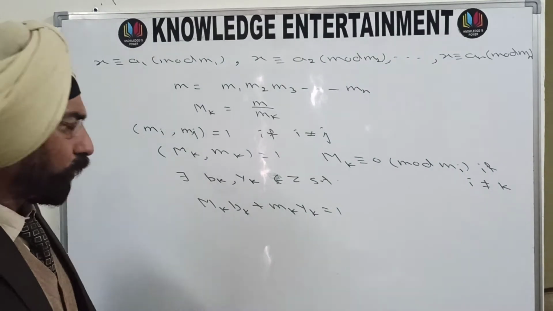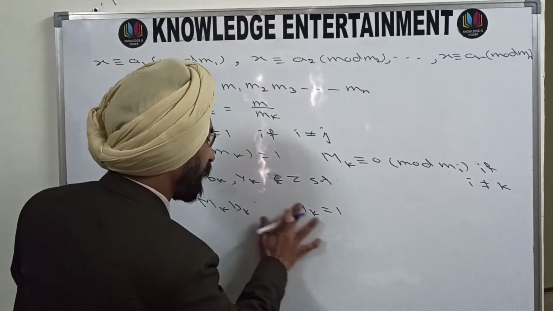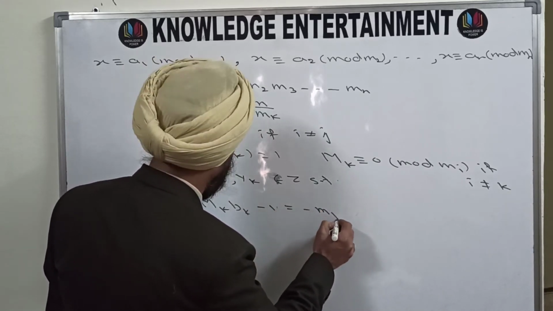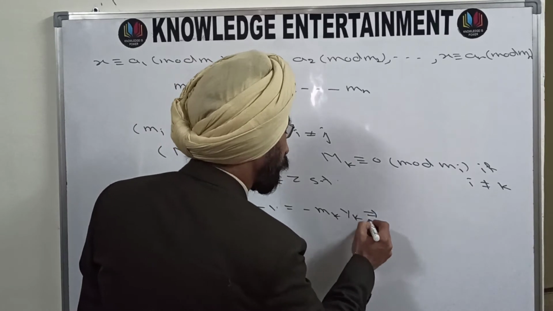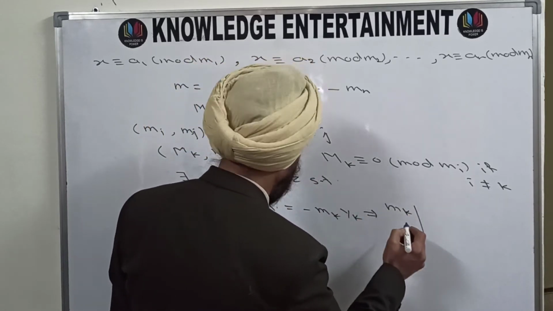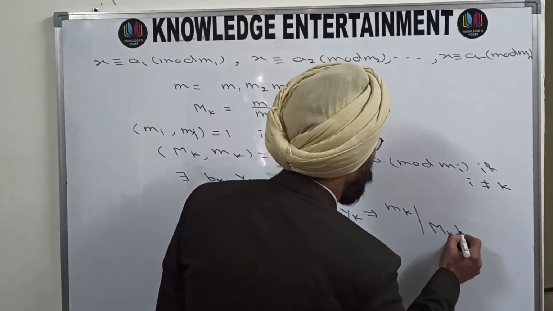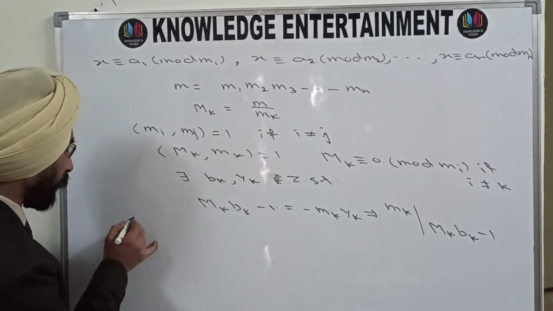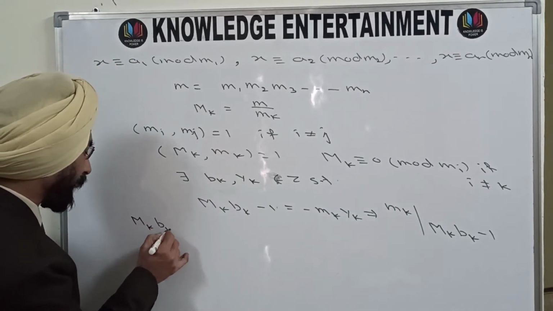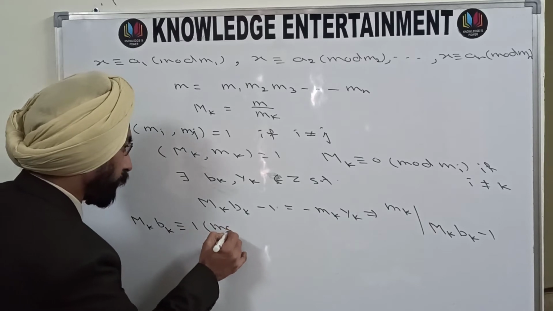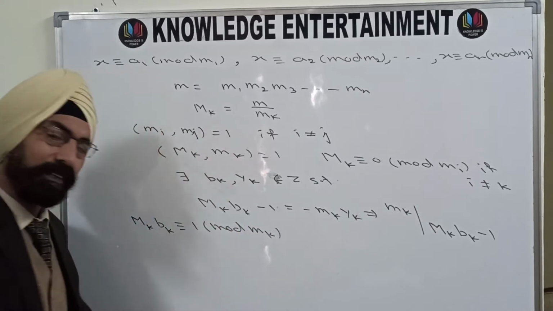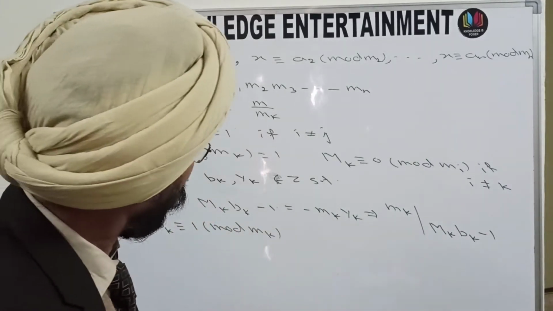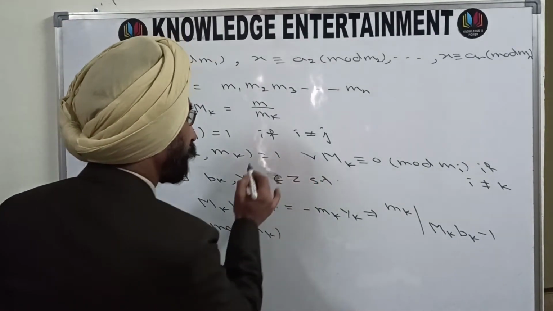From here, if you take this 1 to the left hand side, it will become minus 1, and to the right hand side you will get minus mk yk. In other terms, you can say that small mk divides capital Mk bk minus 1, or in other words, capital Mk bk is congruent to 1 modulo small mk. There will definitely be a solution bk to this congruence equation. So we have this relation.